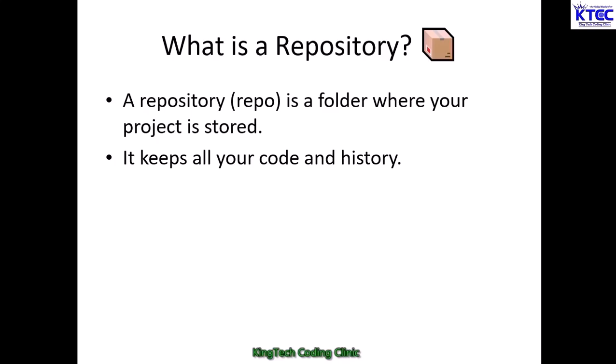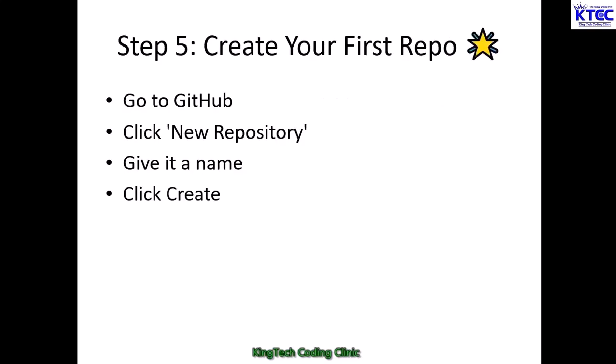You can have each and every repository holding each different kind of project and source files on your GitHub account. So it keeps track of all your code and history. So basically that is what a repository is. So we're going to go ahead and create our first repository.